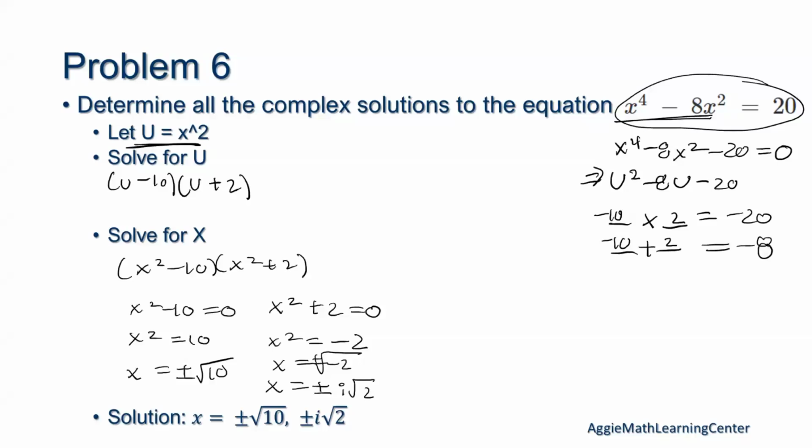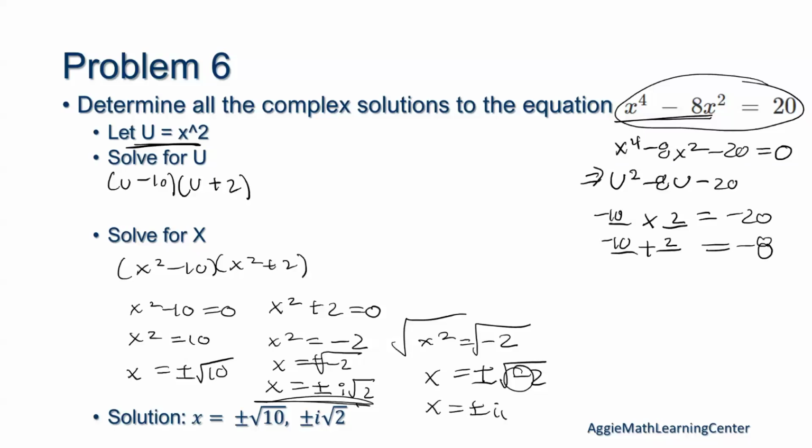Why did we put that i in the next solution? Right here, we said that we had x squared is equal to negative 2. So if we take the square root of both sides, we have x is equal to plus or minus the square root of negative 2. And then that negative 1 we can pull out as i. So we have x is equal to plus or minus i square root of 2. Oh, thank you.